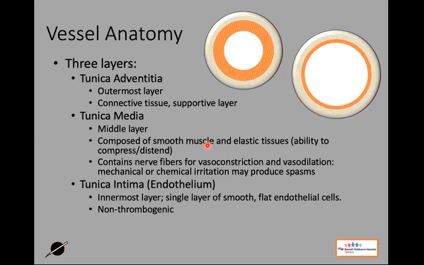The tunica media, that's where the muscle and the elasticity comes in. That's where we have that vasoconstriction and the vasodilation. That's where those muscles come into play. And those muscles are present in both the artery and the vein, but more pronounced in the artery. This becomes an issue when we're using our buffered lidocaine. So something to think about.